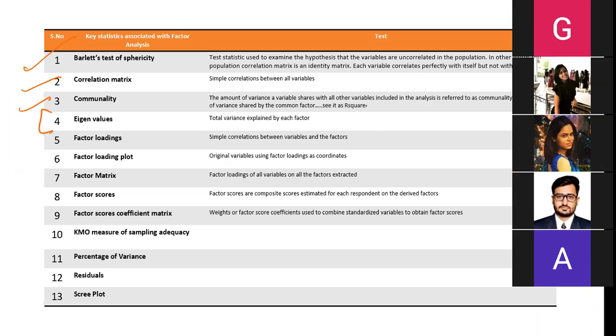We'll be able to understand something called factor loadings. It's the simple correlation. Factor loading plot is just a plot of these factor loadings. Then something called factor matrix is just a matrix of factor loadings. Factor scores, this is of each respondent. Here all these are summated, okay? But these are for each respondent. And for running subsequent analysis, say you have to run regression analysis after doing factor analysis, what you use is the respondent scores. You use factor scores. Okay, after that KMO we have discussed. Okay, residuals, scree plot, this is all we are going to discuss now.